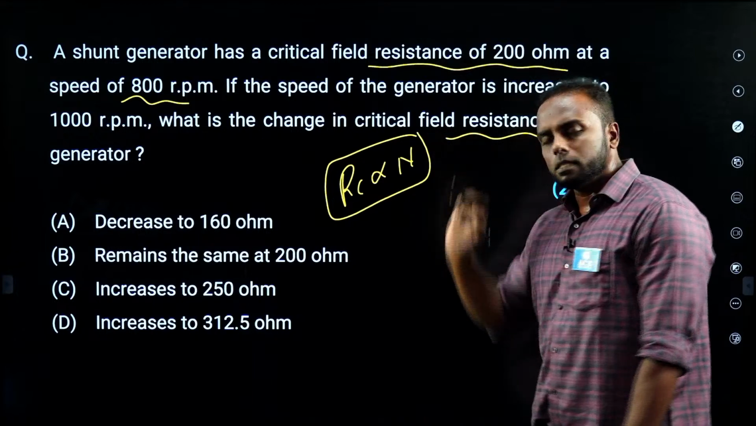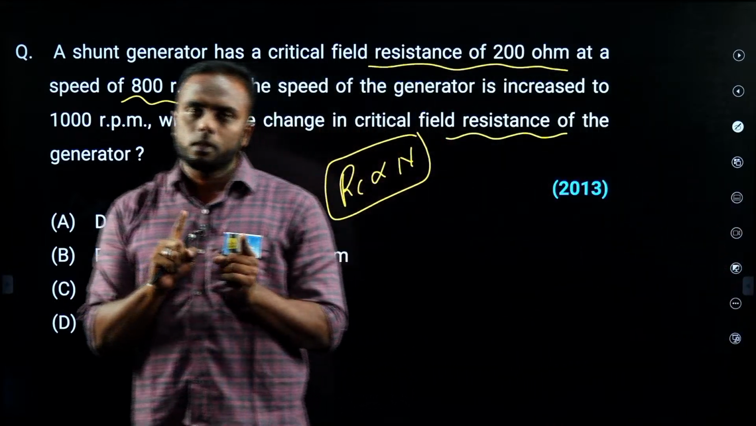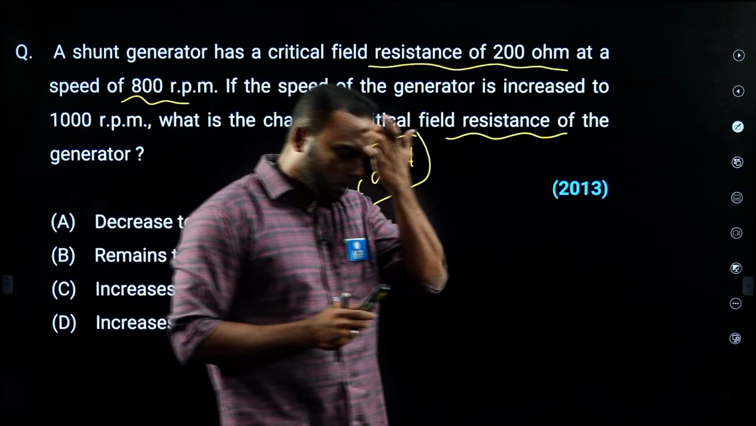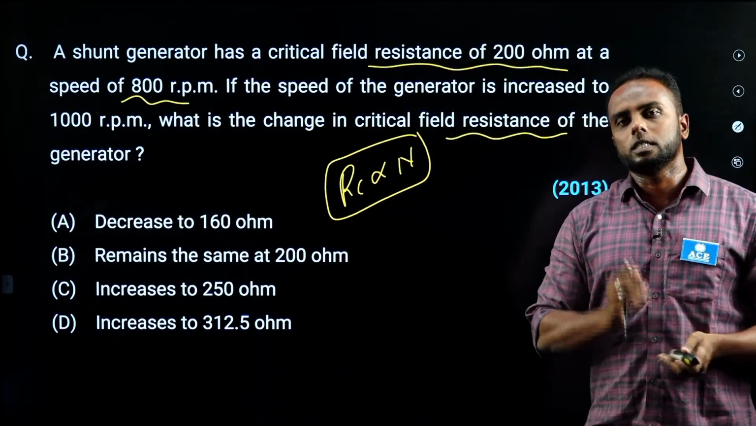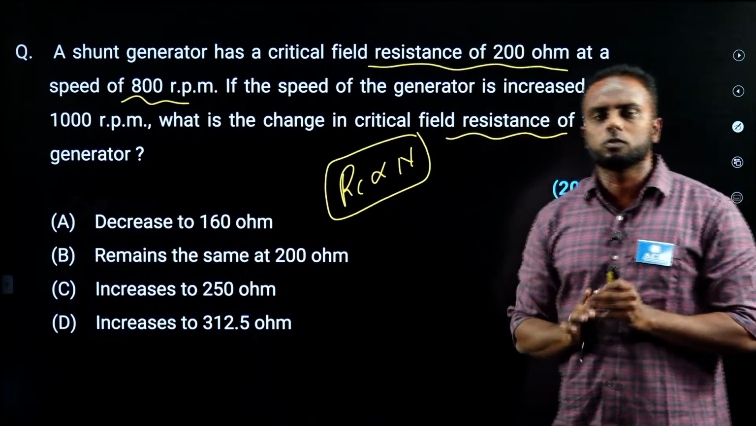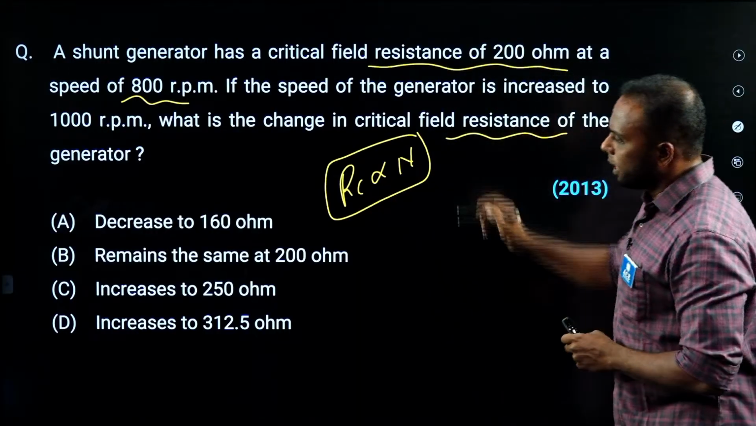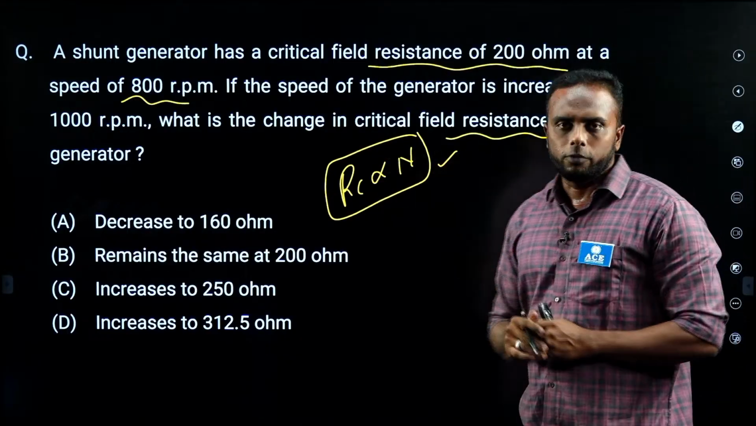Whenever generator speed increases, the voltage rating increases. Then if you draw the OCC curve, that OCC will shift in the upward direction. Then automatically the slope of the line increases. That slope, the tangent of the OCC, is almost what? Critical resistance. That's why RC is proportional to N. More speed, more critical field resistance.